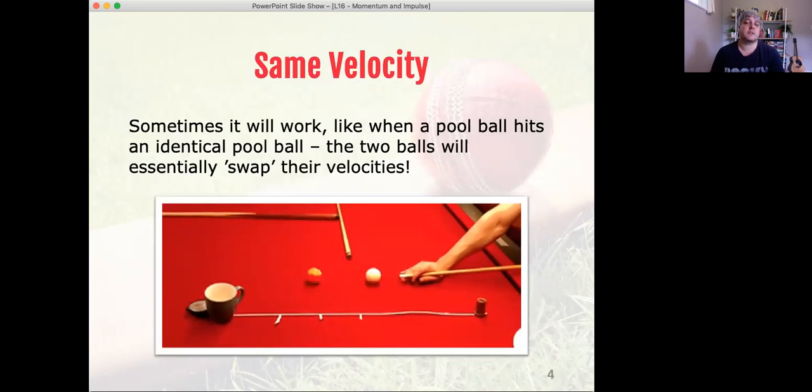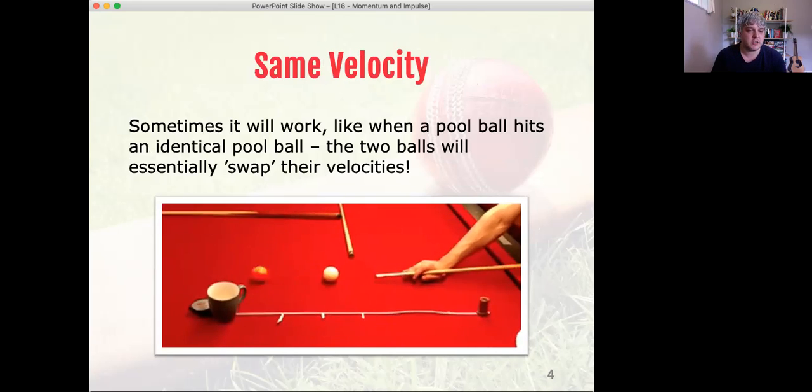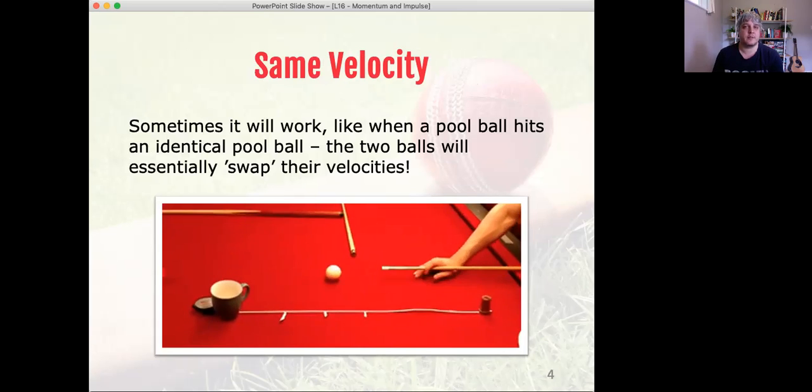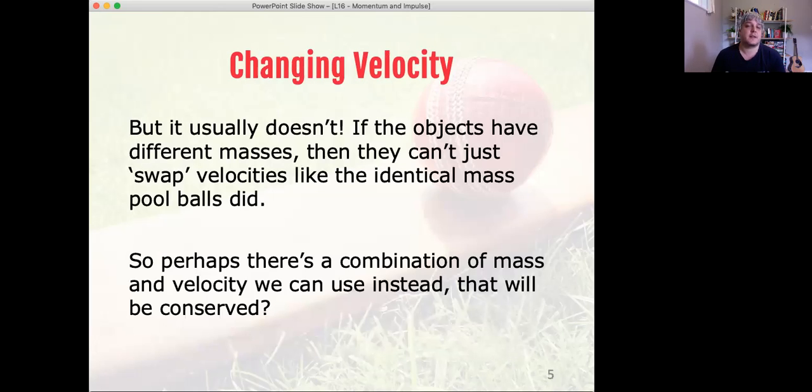So if the two objects are identical, we may have a scenario where that actually works. In this case, you can see that the white pool ball is traveling with some velocity. It hits the other pool ball, it's sort of an orangey reddish color. That other pool ball then gains the velocity that the white one had and moves off with that velocity. They essentially swap velocities. One is at rest, one is moving, and then they swap, so the other one's at rest and the other one's moving with the velocity that the first one had. So it can happen in certain very special scenarios, but that's not very common. Usually it doesn't happen like that.